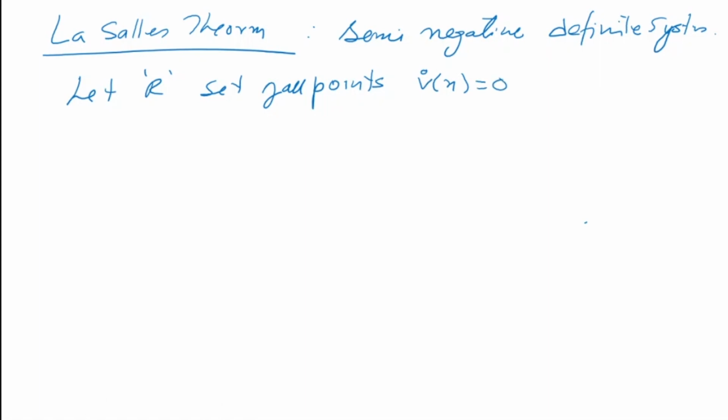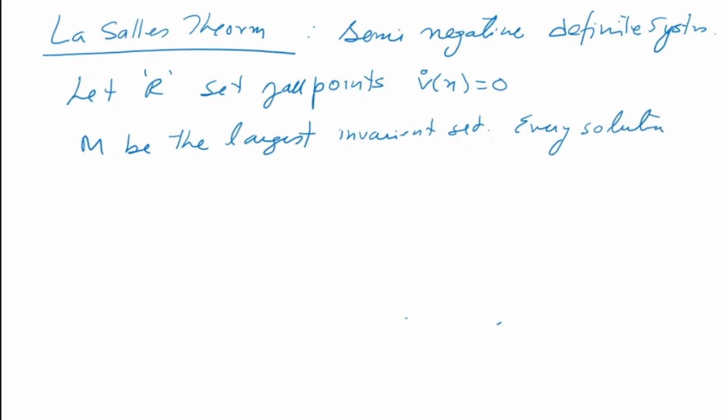How many of such points are there? Infinite points. If you just consider one axis only, then there is a very large number of points. Now let M be the largest invariant set. So M is the largest invariant set. Now every solution x(t) tends to M as time goes to infinity.